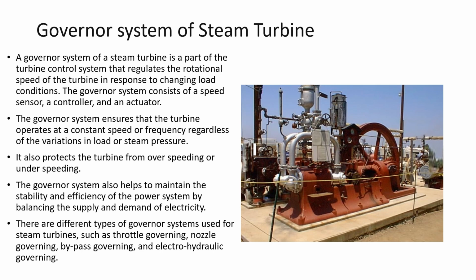The governor system also helps to maintain the stability and efficiency of the power system by balancing the supply and demand of electricity. There are different types of governor systems used for steam turbines, such as throttle governing, nozzle governing, bypass governing, and electrohydraulic governing.